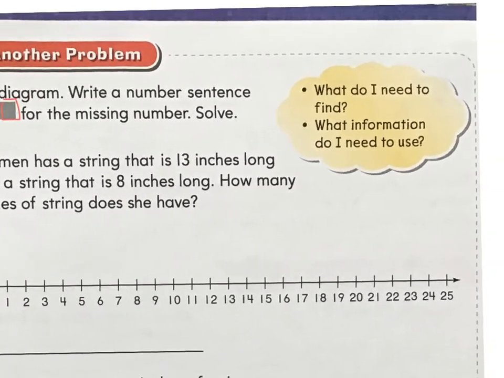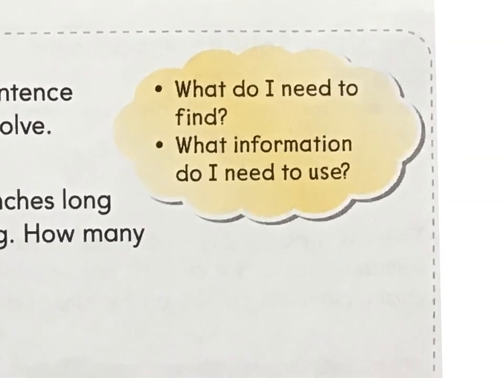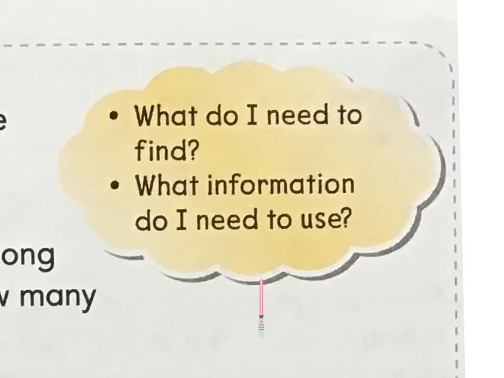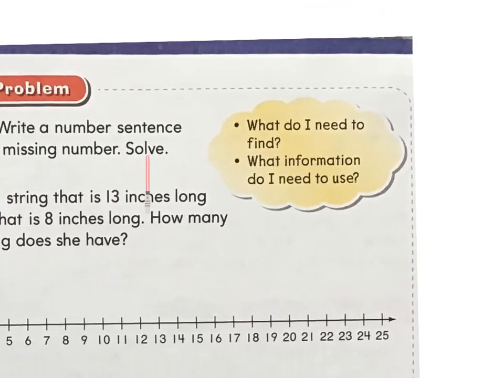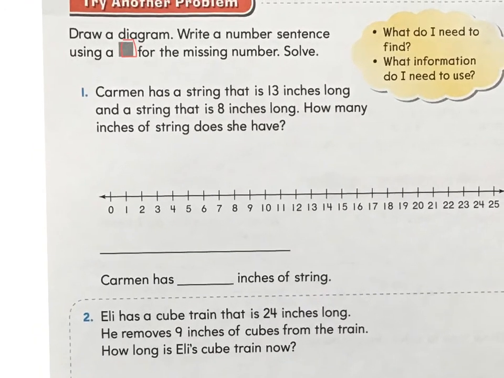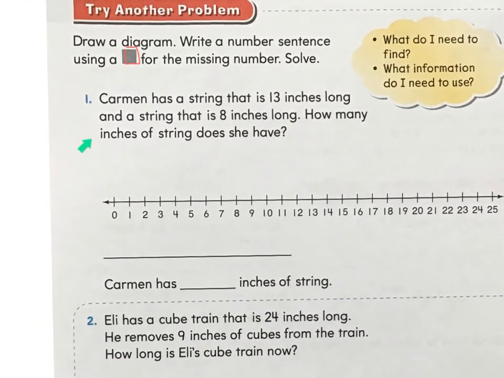So remember, taking a look at the yellow cloud, what do I need to find to solve my problem? And also be thinking about what information do I need to use to solve my problem? Now let's take a look at number 1, and we'll do it together. Problem number 1 says Carmen has a string that is 13 inches long and a string that is 8 inches long. How many inches of string does she have?